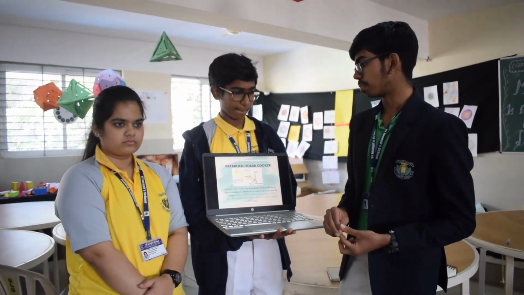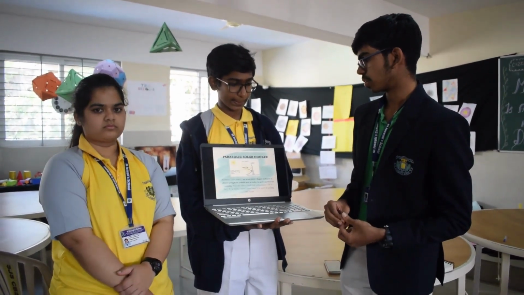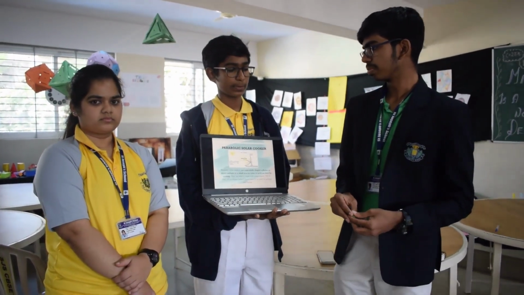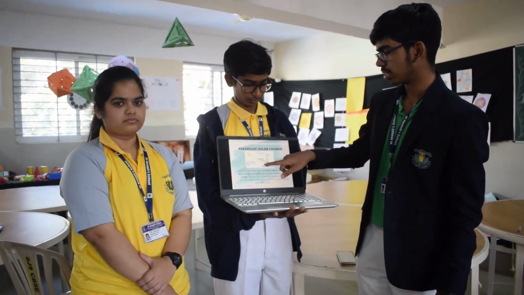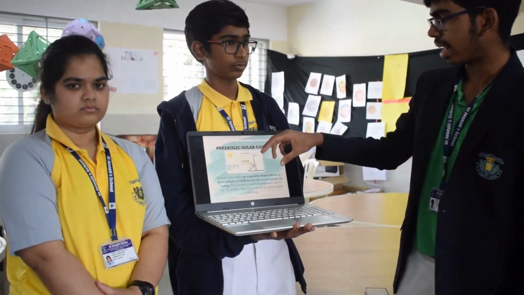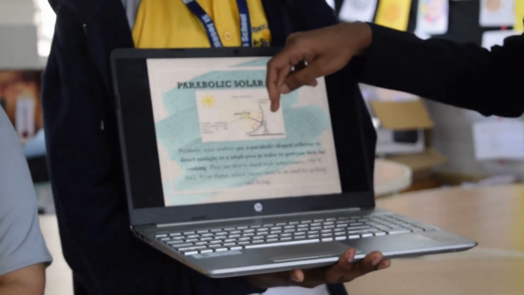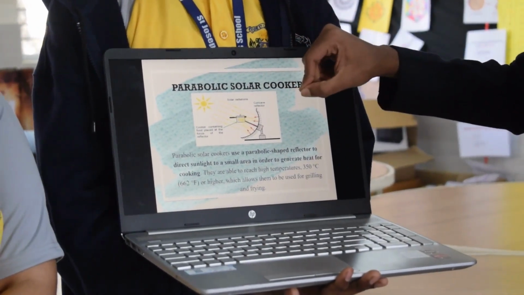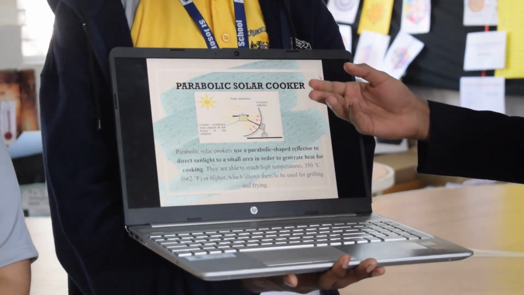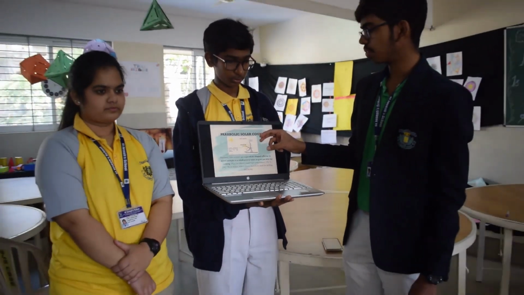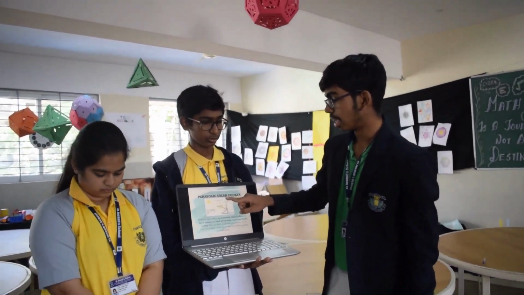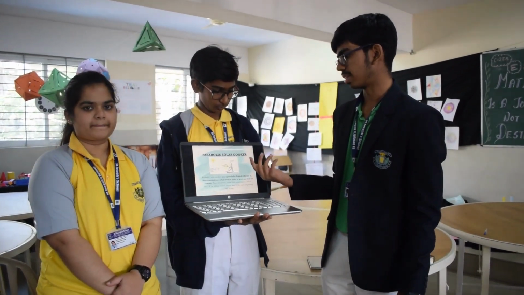The first example, the parabolic solar cooker. Let us assume the solar cooker is at the focus of the parabola. As we have discussed, any ray that comes parallel to the axis will indeed pass through the focus. So if we keep a solar cooker at the focus, all the rays of the sun will directly interact at the solar cooker, which concentrates light and makes the solar cooker more efficient.